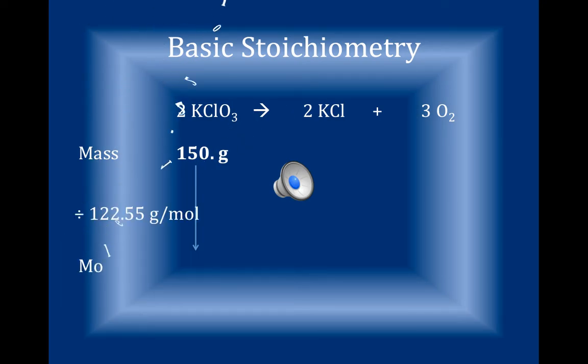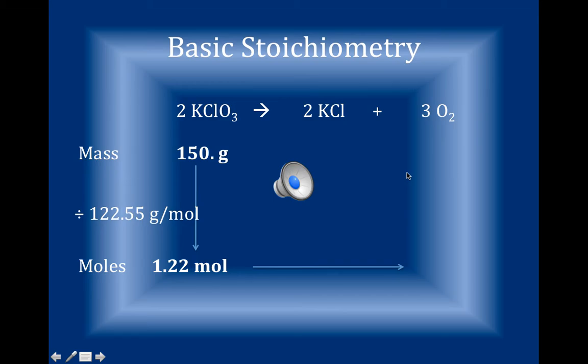So we take our 150 grams, we divide by the molar mass of potassium chlorate, and we get our moles of potassium chlorate. I don't write the potassium chlorate here, it's underneath it, so I know what it is. It's a bit like accounting. Now I should have an arrow coming across.